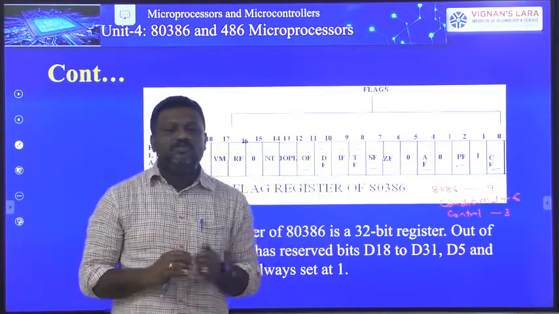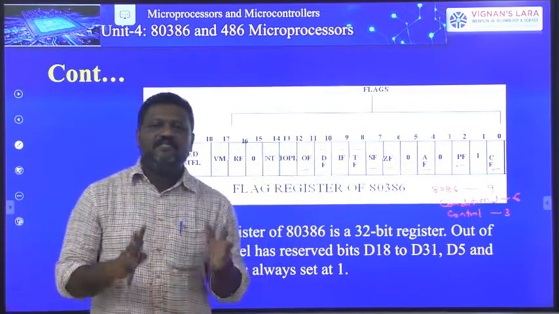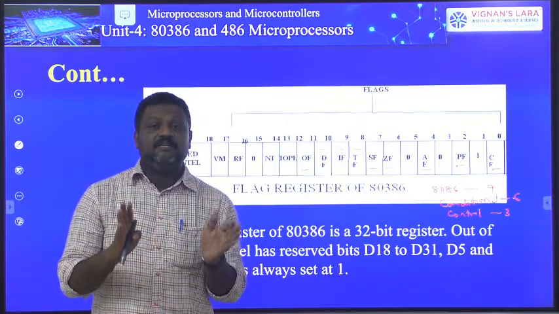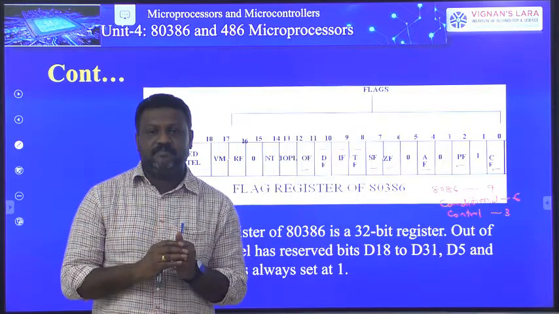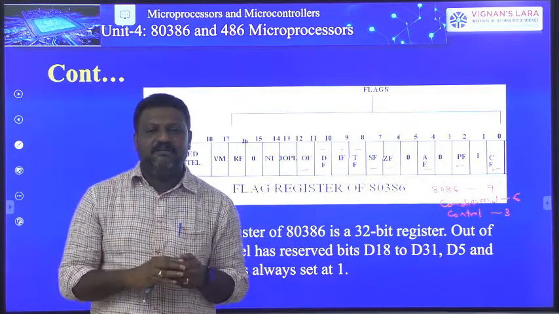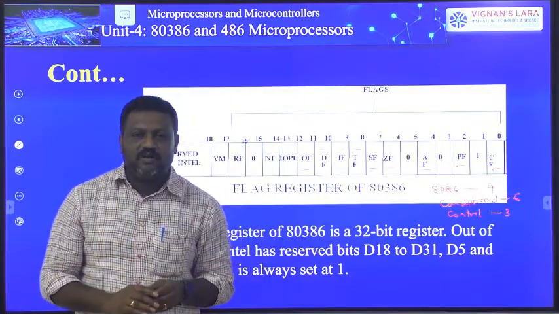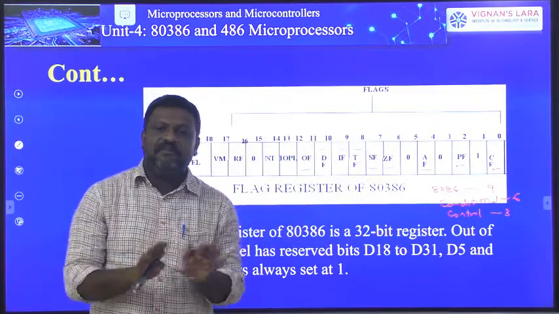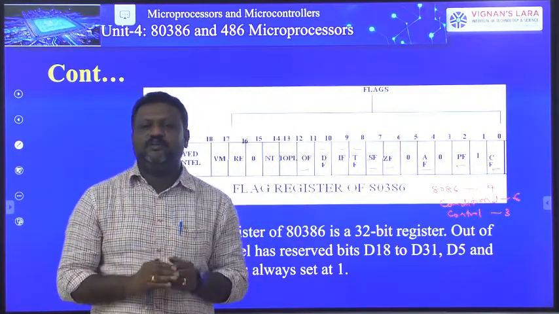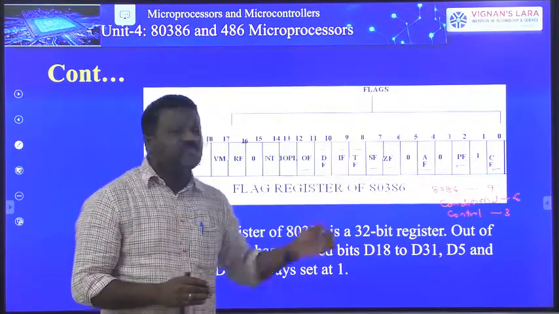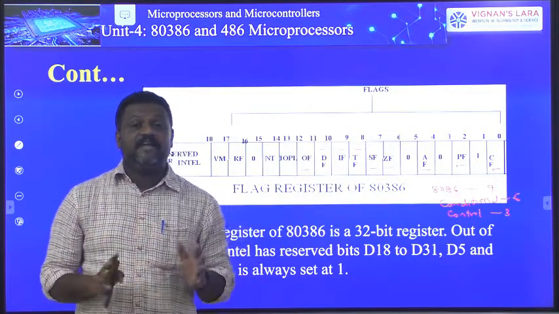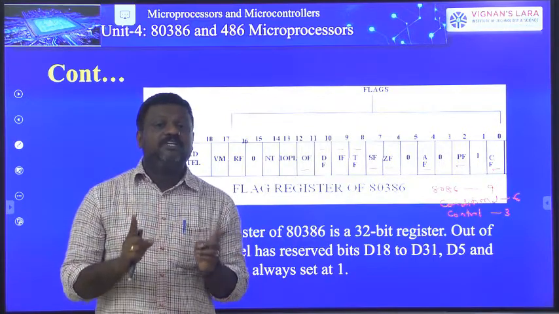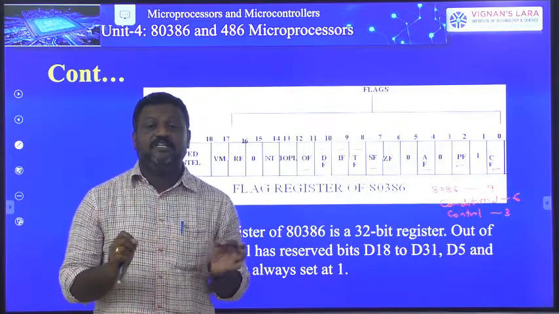Next, coming to the zero flag ZF. This zero flag ZF is set to 1 once the result is equal to 0. By doing any operation, if the produced result is equal to 0, on that occasion your zero flag is set to 1. For remaining cases, the zero flag is 0. And next, coming to the sign flag. The sign flag SF is set to 1 once the most significant bit of a produced result is equal to 1.